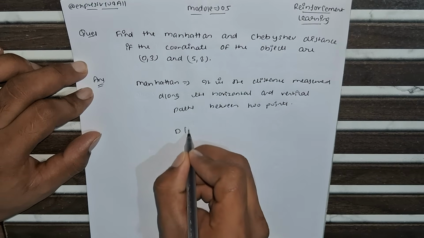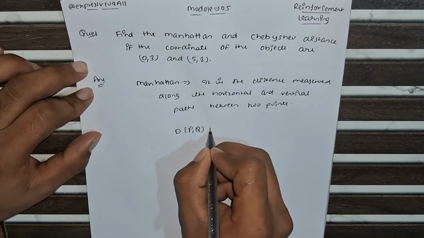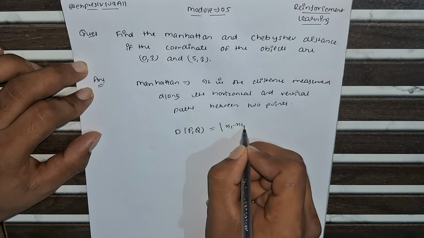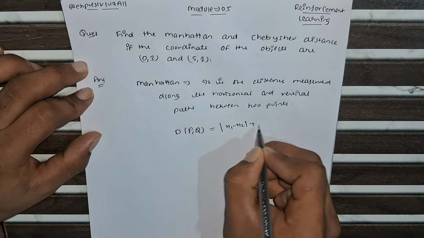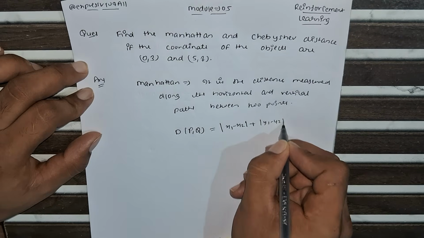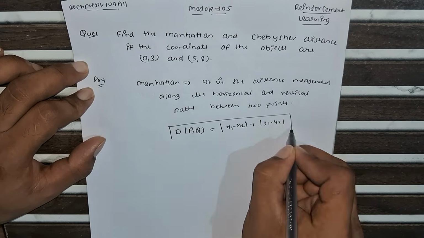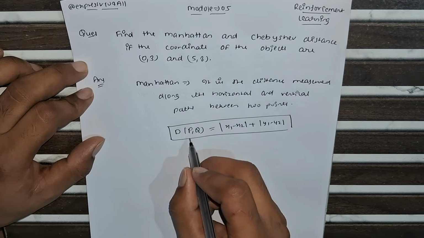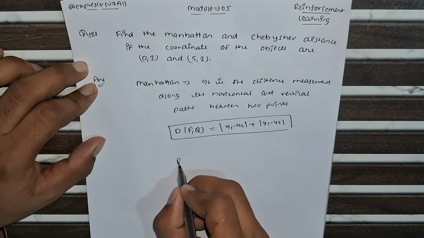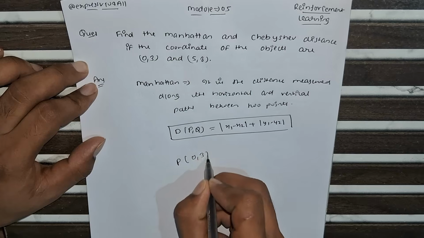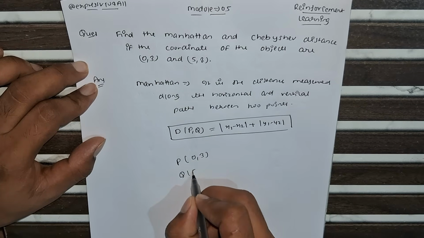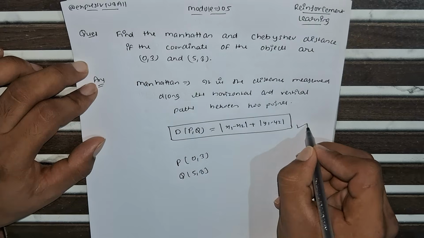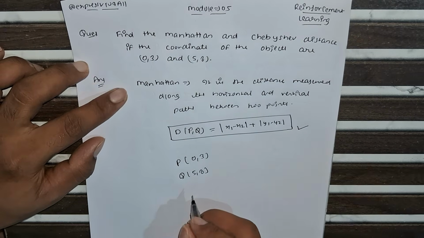The distance of P comma Q equals |x1 minus x2| plus |y1 minus y2|. This is the formula to calculate Manhattan distance. So what are P and Q here? Our P coordinate is 0, 3 and Q coordinate is 5, 8. So now put the values in this formula to calculate the Manhattan distance.